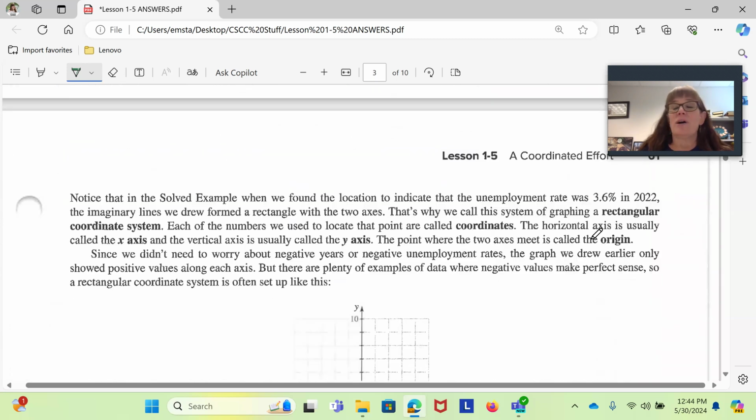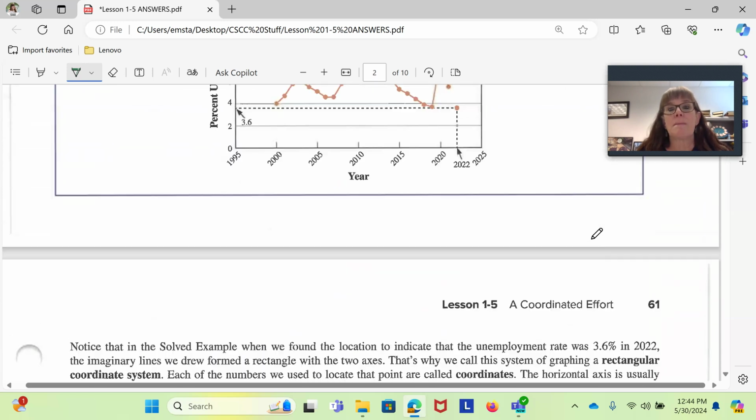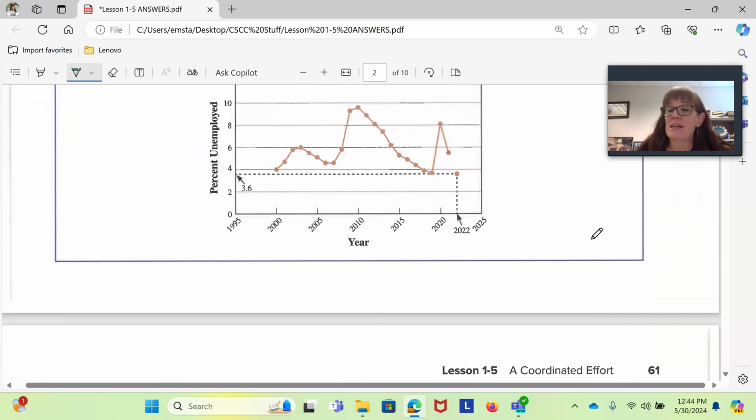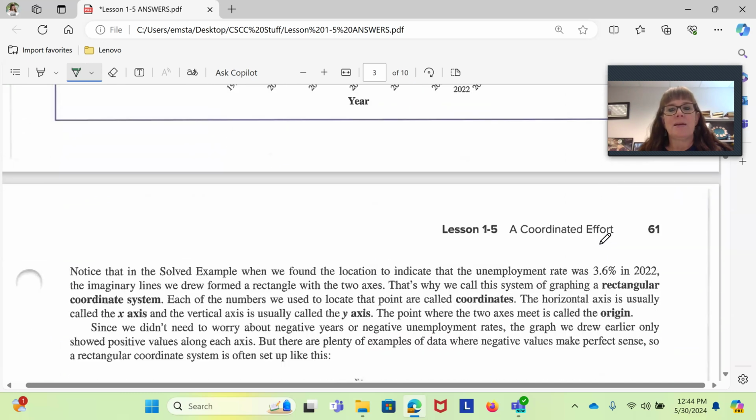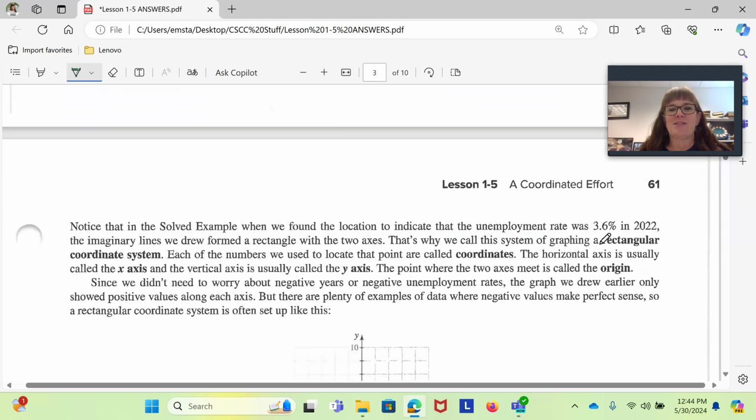On page 61, they kind of bring it back into more math terms. They talk about how we found some different things. They said one thing you noticed is that if I wanted to look at 2022, they show me in that solved example on how to do that. They said go over to 2022, go up until we hit about 3.6, and that's where it's found. So we went right and then up to find the new point of data. And that's important. That's called the coordinate.